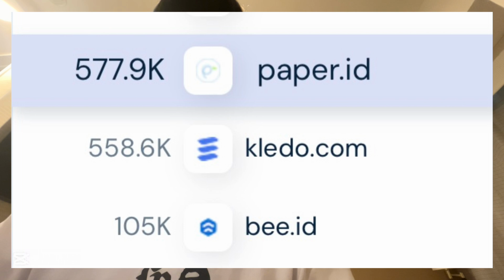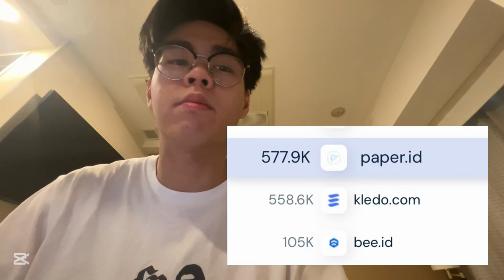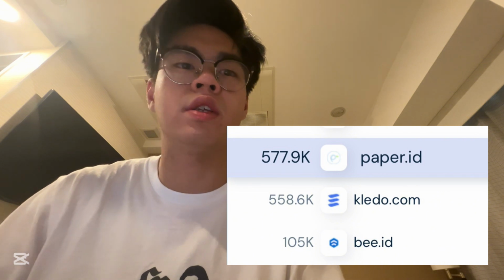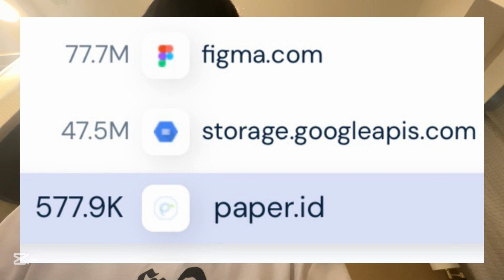And now we compare Paper.id to similar platforms like Cledo.com and BID. Paper.id is actually ahead of both in total visits. That shows it holds strong positions among the local competitors in the finance or business space. But if we compare it with bigger platforms like Figma.com or even Google Storage, Paper.id is obviously still a small player, and that's understandable since those are global tools. But it's useful to know where Paper.id stands.